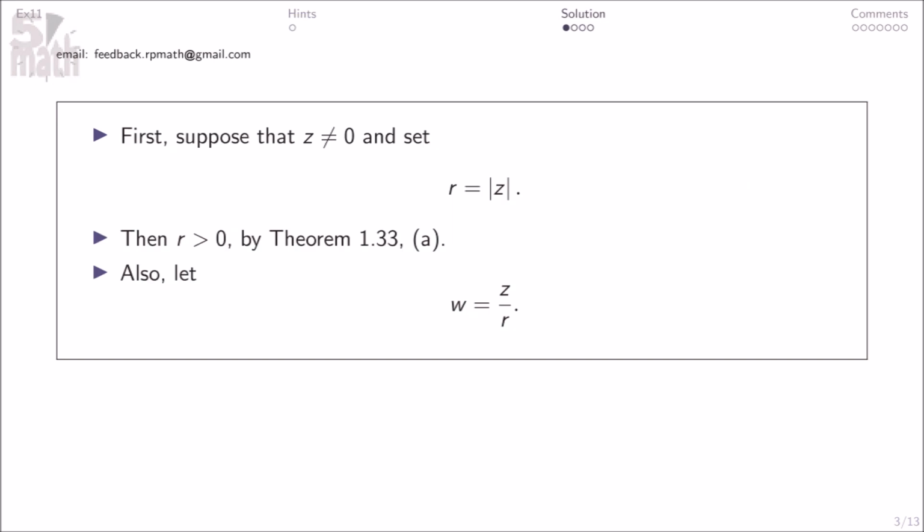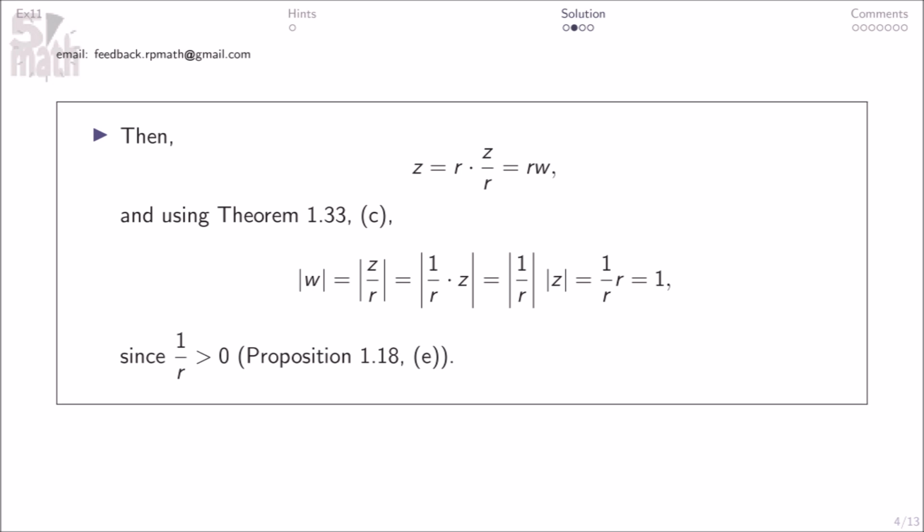First, suppose that z doesn't equal 0 and set r equals absolute value z. Then r is greater than 0 by theorem 133. Also let w equal z over r. Then z equals r times z over r, which equals rw, and using theorem 133, absolute value w equals 1, since 1 over r is greater than 0, proposition 118e.